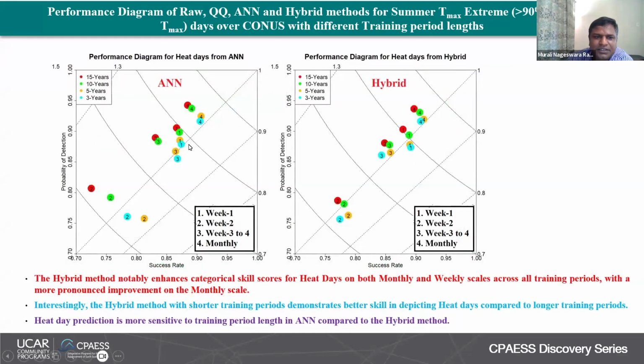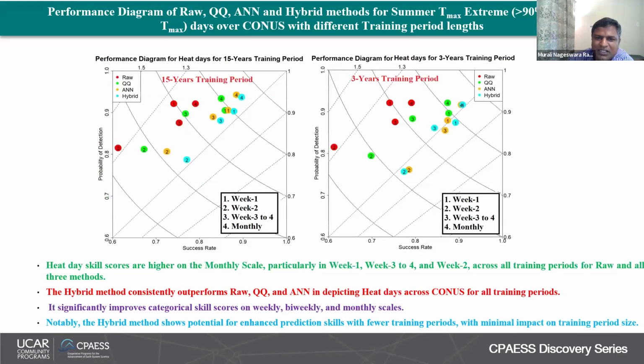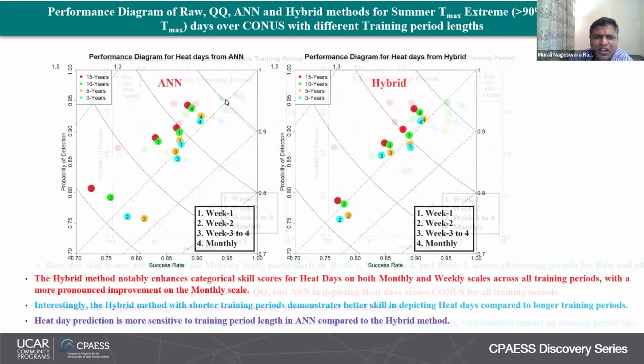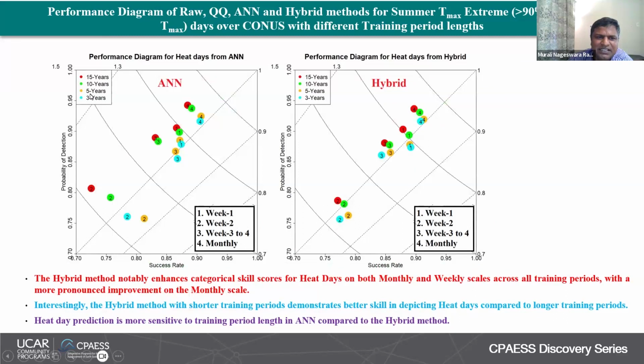These are the two cases. The earlier one covers all the methods with the 3-year to 15-year training periods. I have taken 15 years, 10 years, 5 years, and 3 years, and compared them with the NN and hybrid method. You can see that, compared to the NN, the hybrid method is improved.